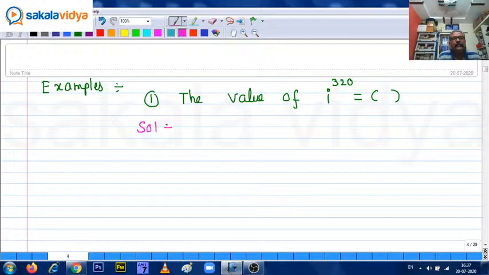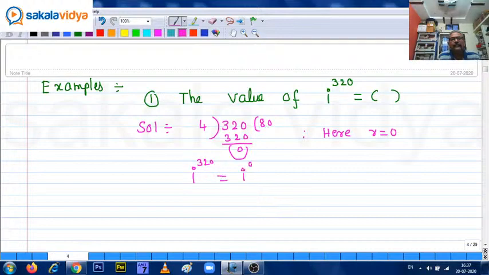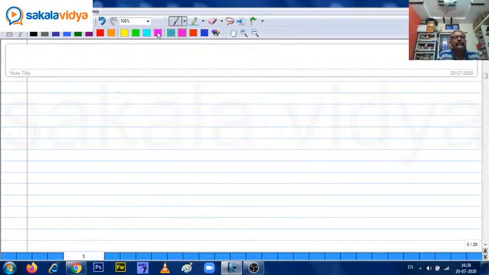First, divide 320 by 4. So 4 times 80 is 320. What is the remainder you get? 0. Here the r value is equal to 0. Therefore i to the power of 320 equals i to the power of 0, which is equal to 1. So hence this i to the power of 320 equals 1. Okay, now I give one more example.